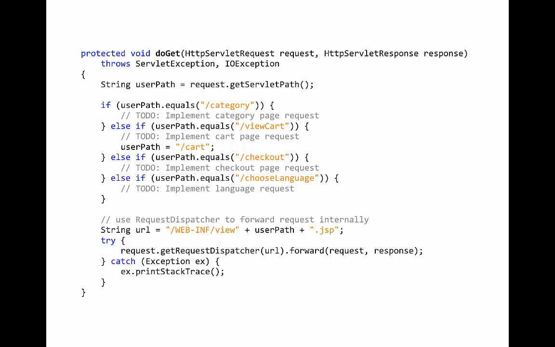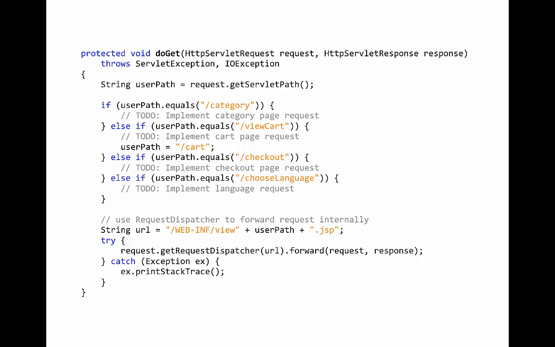The first thing we want the doGet method to do is grab the servlet path from the request. We want to check if this path corresponds to any of the patterns we're looking for. In the doGet method, we're going to respond to the paths /category, /viewCart, /checkout, and /chooseLanguage. For now, we're leaving out what to do in each of these cases. But what we will do is construct a URL from the path and use a request dispatcher object to forward the request internally to the appropriate view.